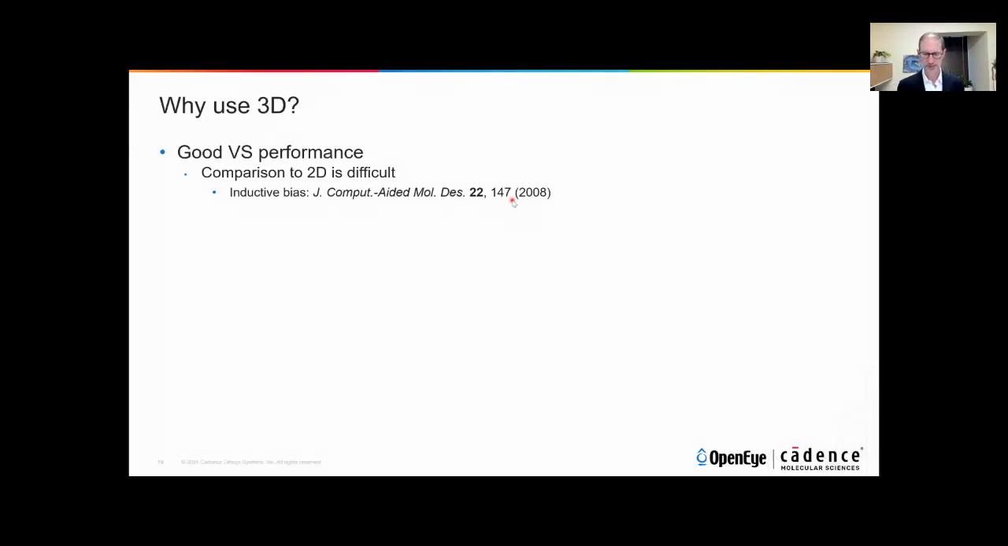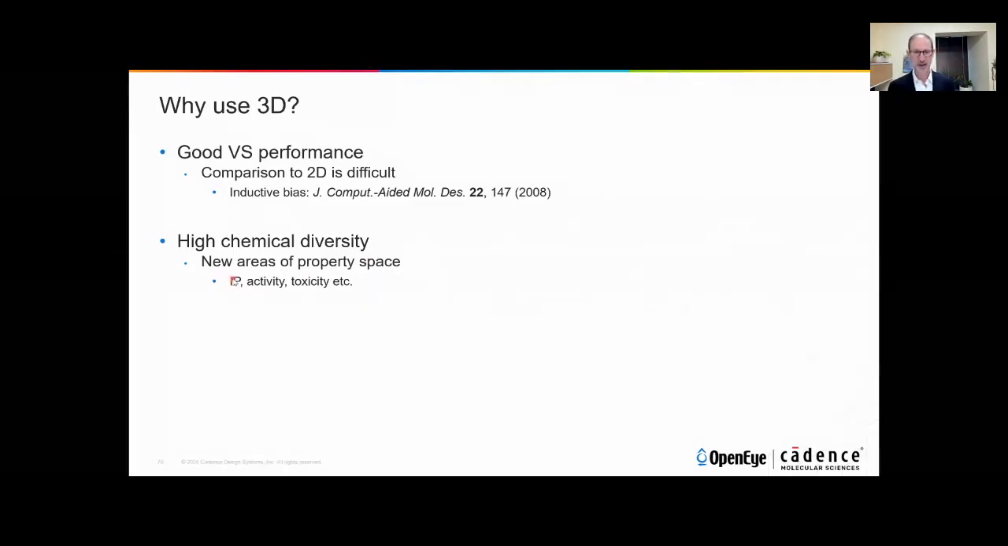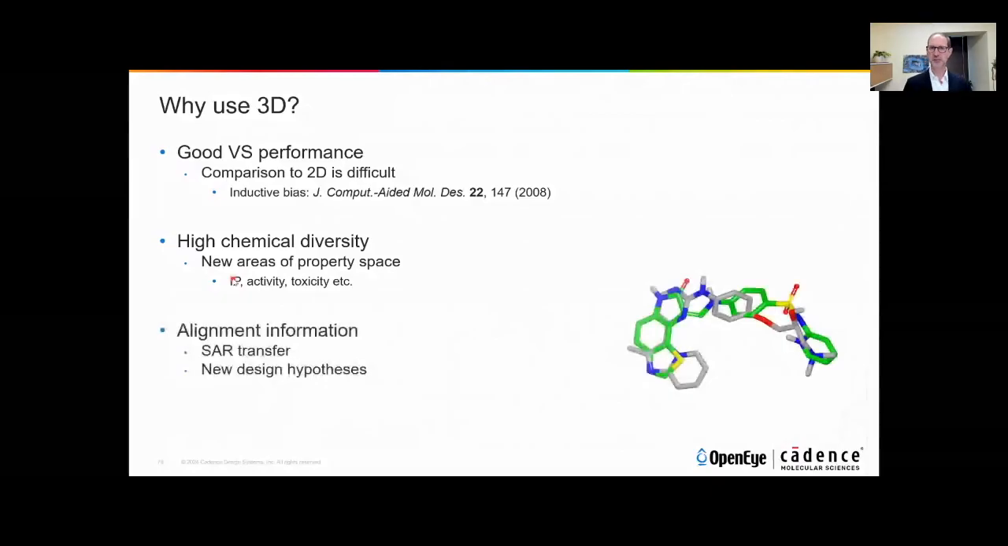Well worth thinking about. As I just showed you, we're expecting high chemical diversity out of 3-dimensional methods because they're not tied strongly to the details of the molecular graph, and that's particularly useful for understanding and finding new areas of intellectual property, of patentable space. And as I just mentioned, one thing that we do get out of 3D methods that you can't easily get from 2D is an alignment between different 3-dimensional structures.